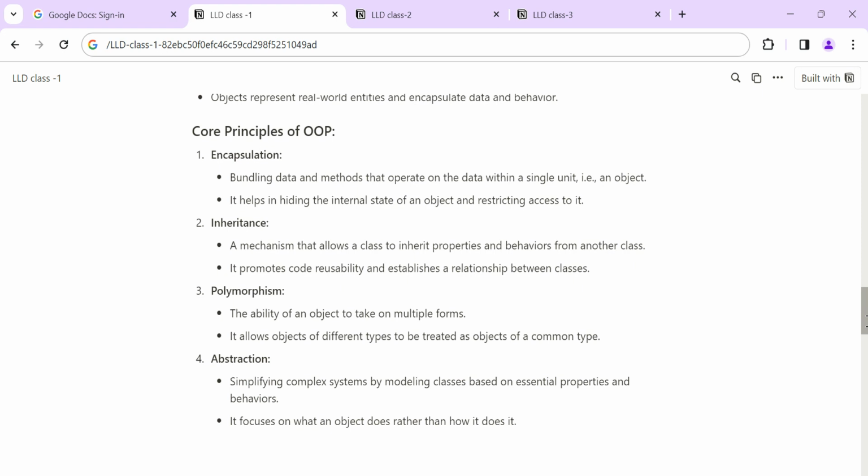So this is the core principle of the OOPS concept. Hope you got the idea about this one. If you have any question, I will try to answer as soon as possible from my side.